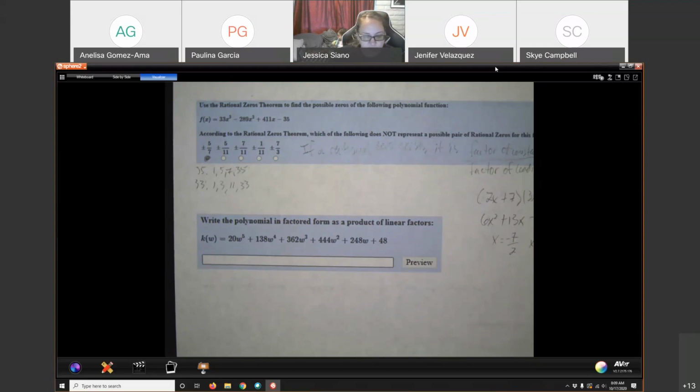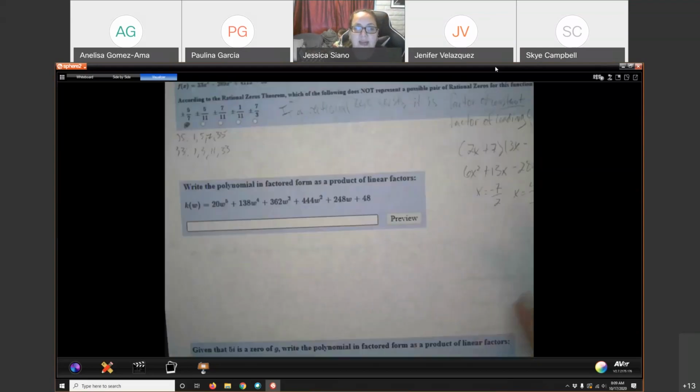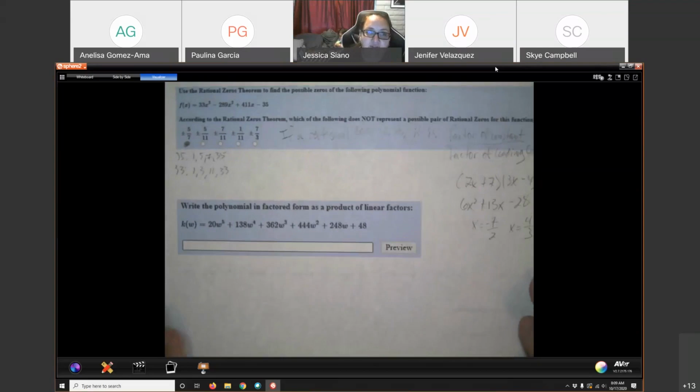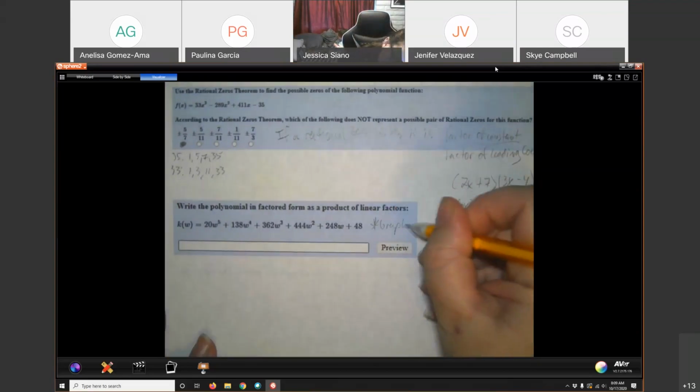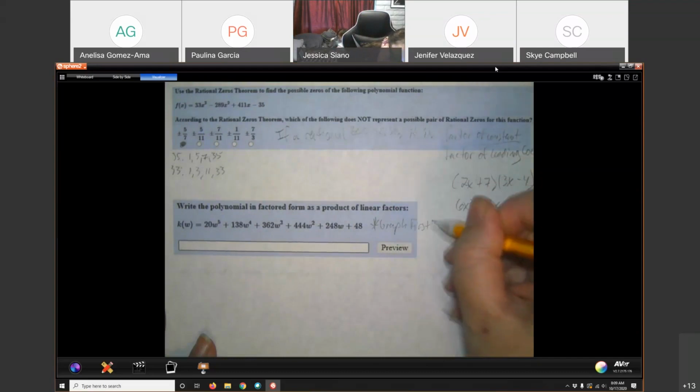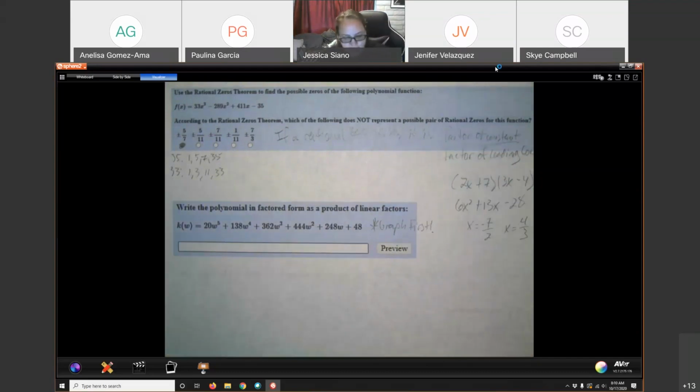Now, when you're asked to write a polynomial in factored form, my advice is to always graph first. And we're going to get as many zeros from the graph as humanly possible.